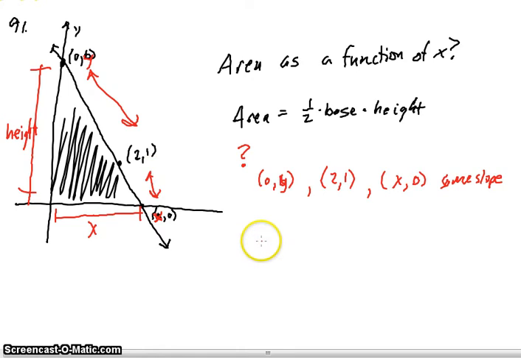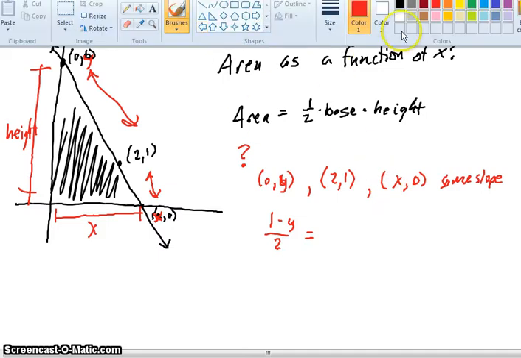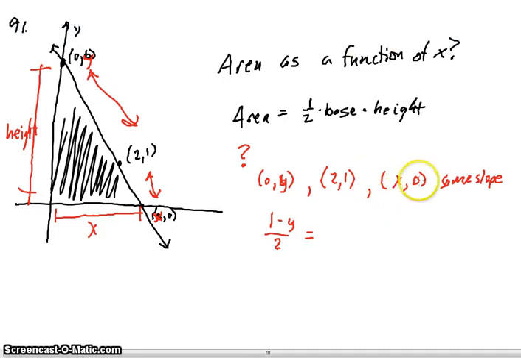So how does this help us? Well, if I take the slope between these two, I get (1 minus y) over (2 minus 0), or 2. That's got to be the exact same thing if I take the slope between these two. So if I take the slope between those two, I get (0 minus 1) over (x minus 2). So we have those two slopes equaling each other.